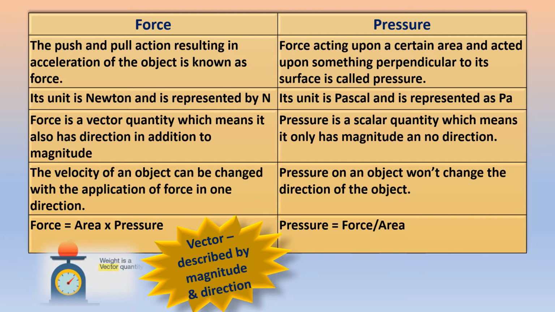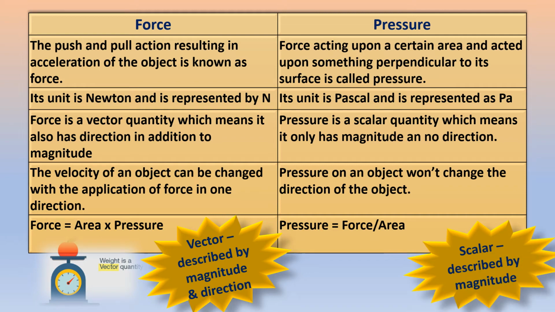Now force is a vector quantity, which means it has direction in addition to magnitude. So when we are weighing something, that thing has magnitude, that means how much of the thing, as well as it is going in the downward direction. Therefore, it is a vector quantity. So force is a vector quantity, whereas pressure is a scalar quantity, which means it has only magnitude and no direction. And speed is a scalar quantity, like pressure.